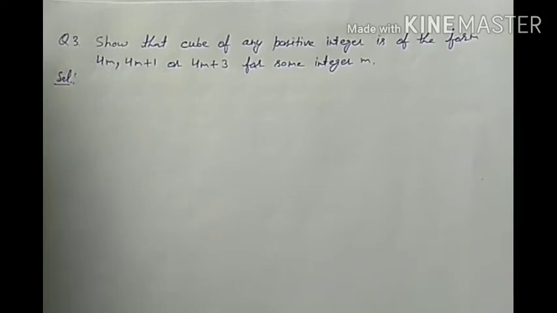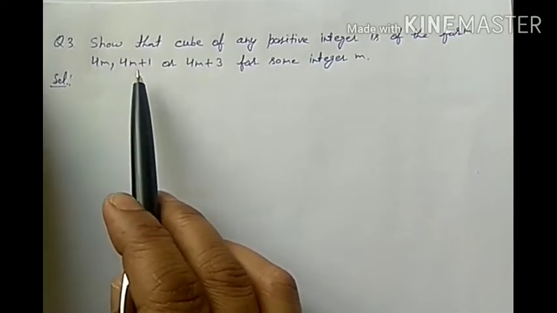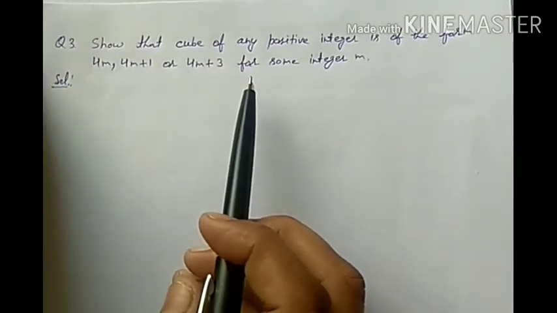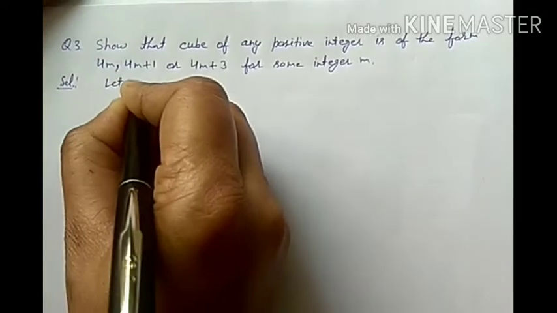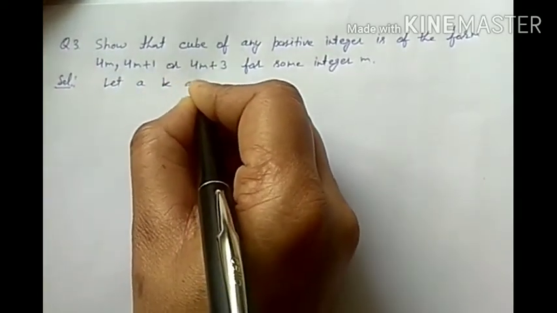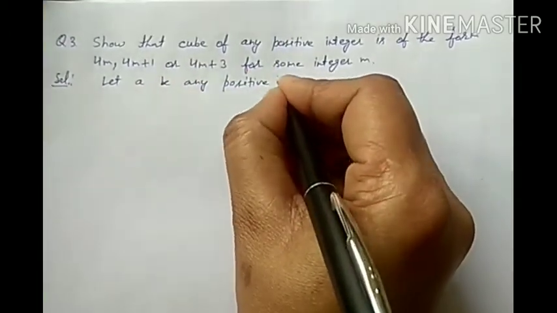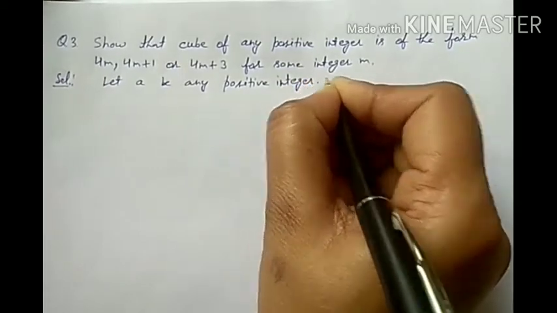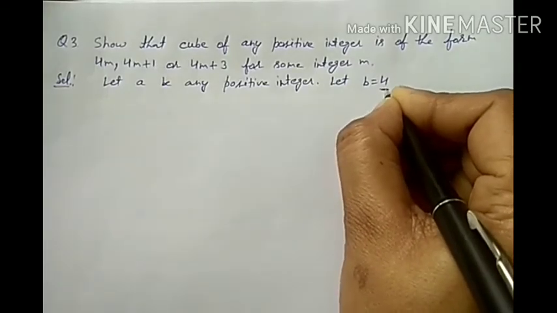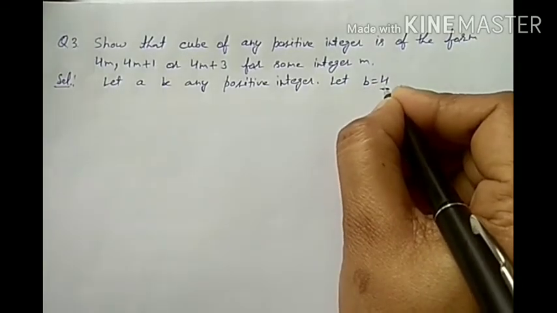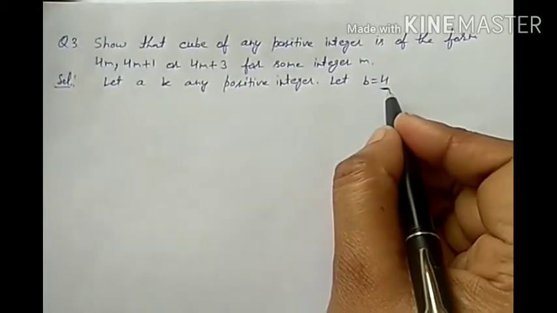Next question is, show that the cube of any positive integer is of the form 4m plus 1 or 4m plus 3 for some integer m. So let's start. Let a be any positive integer, and that a will work as the dividend. Let b is equal to 4. This b means our divisor, which we choose as per the requirement of the question. b is equal to 4.